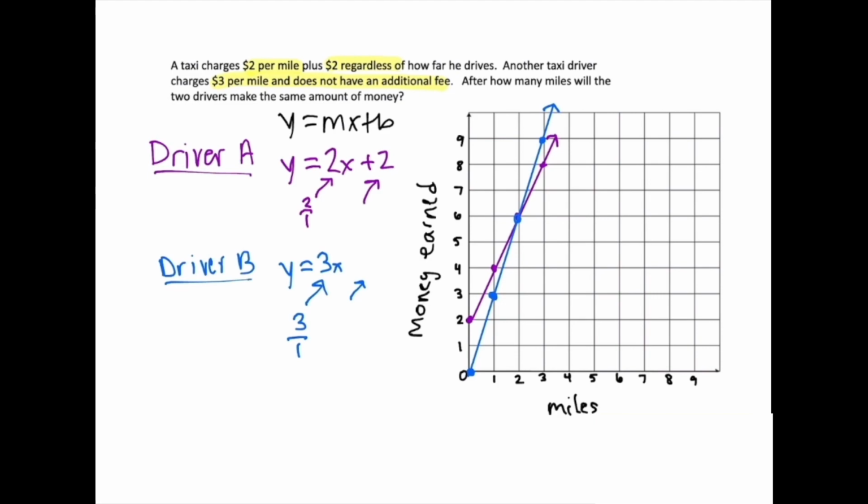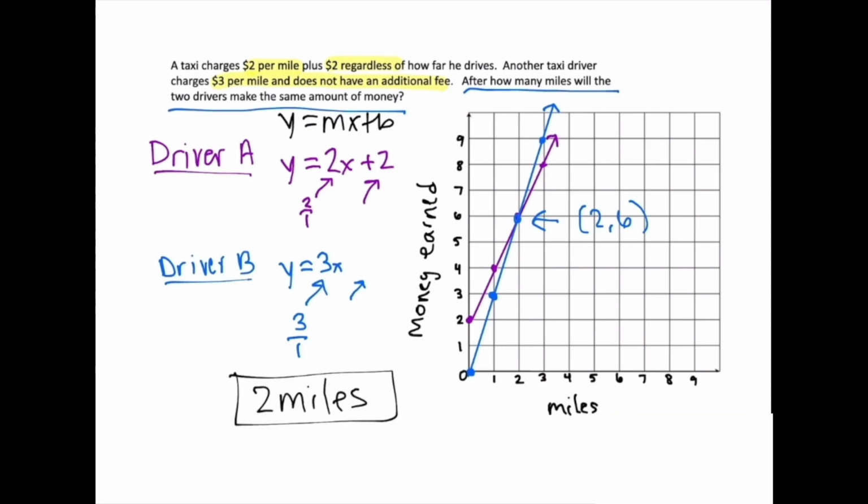Where do they intersect? You can see they intersect at 2, 6. So the question asks, after how many miles will the two drivers make the same amount of money? The answer is after 2 miles. After 2 miles, driver B is going to start making more money than driver A.